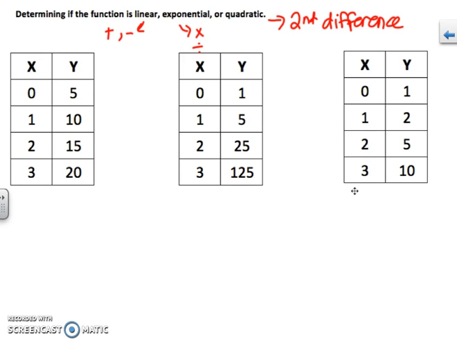Okay, so first off, how do you go from 5, 10, 15, 20? Well, they're adding 5 each time. Okay, so since they're adding 5 each time, and this side was going up by a 1 each time, it's going to be linear because they are adding.